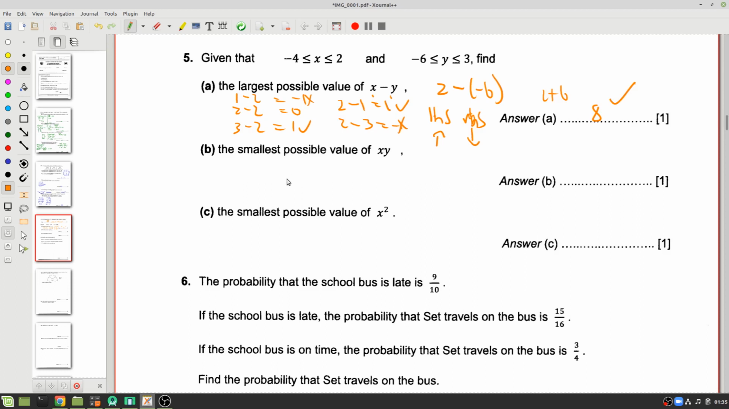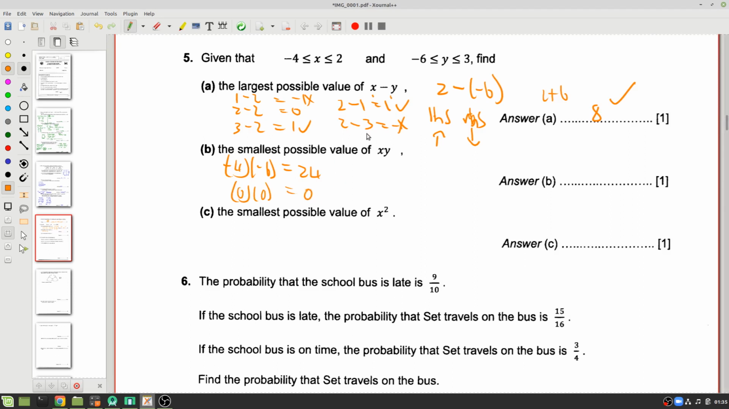Okay, this is an interesting one. If we were just working with positive numbers, we would just take the smallest thing times the smallest thing, and that would give us the smallest thing. But since we have negative numbers involved here as well, if we just take the smallest of both, let's say -4 times -6, what happens then? Negative times negative is a positive 24. That's a pretty large number. Now, what happens if we just take 0 times 0? That gives us 0.